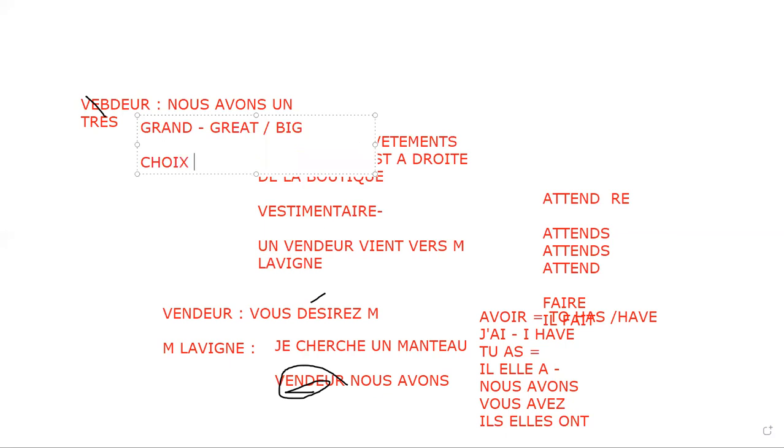I'm saying, nous avons un très grand choix de montant. De montant. Is it clear to you? It means we have a great choice of the coats. Is it clear to you? No. We say, okay, voilà, monsieur. Sir, it will be coats.